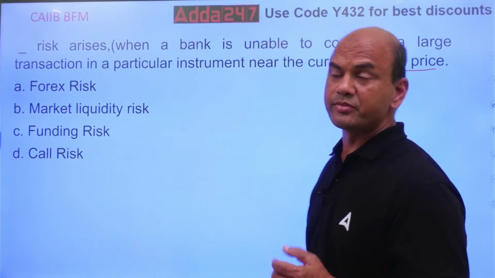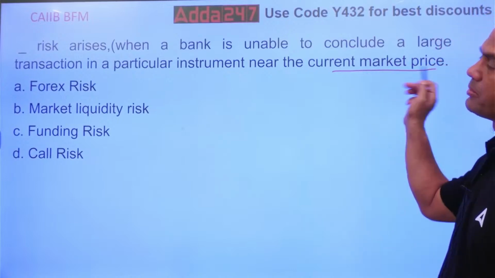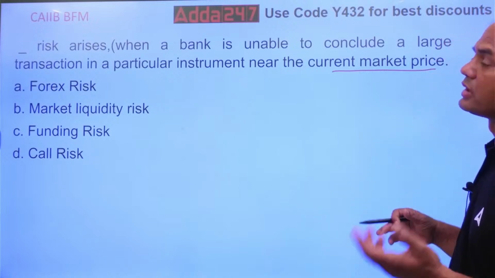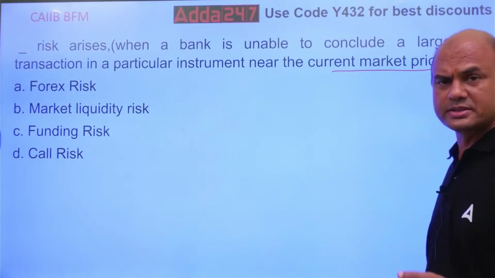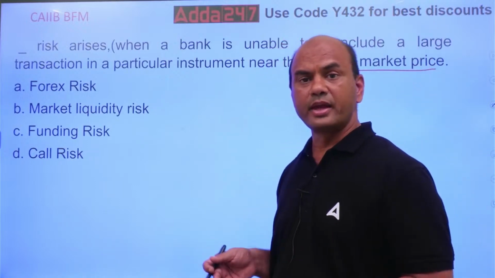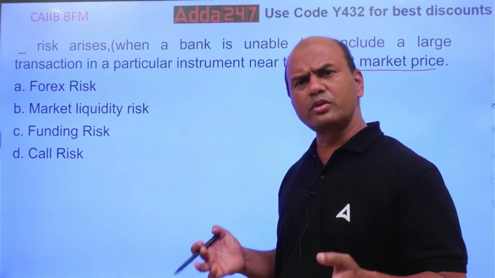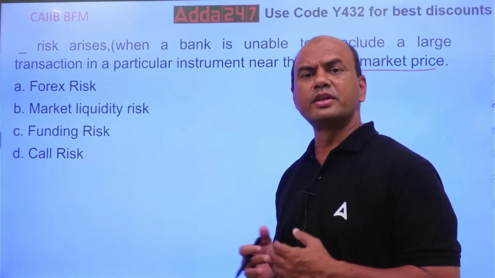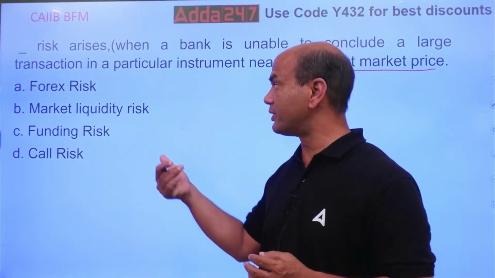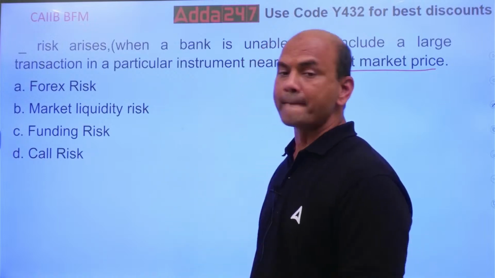Which risk am I facing? If I am buying a bond at a current market price, I am not able to conclude a transaction at the current market price. Take the reverse case. Suppose I have to sell a bond at the current market price, and I am not able to sell it. There are no buyers. So in that case, I will have to reduce the price. Which risk am I facing?